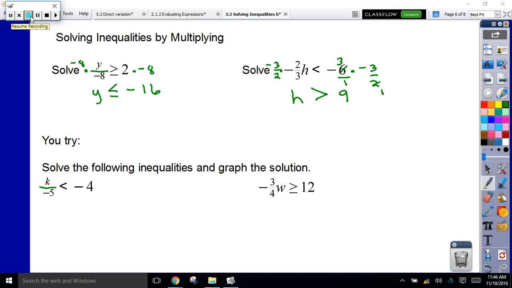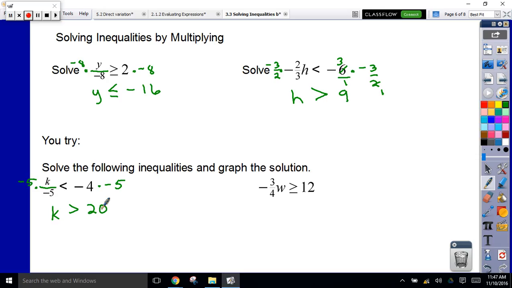Okay, so for the first one, as I was going around, I saw a lot of right answers, but a few people got a little bit mixed up on this one. Volunteer to tell me how to do this one? Cheyenne. Good. Multiply by negative 5. Okay, what do I end up with? K is greater than what? 20. Good. Okay, excellent job. So K is greater than 20 because we multiplied by a negative number, so we had to reverse the sign.